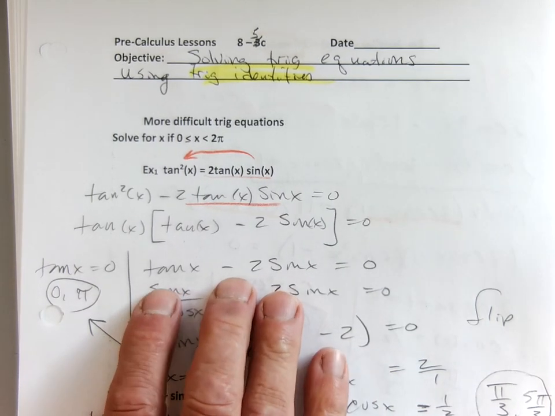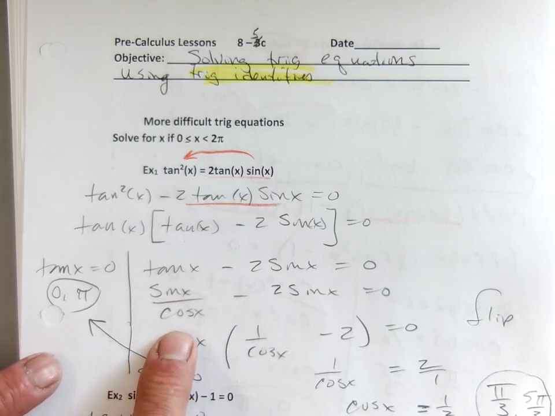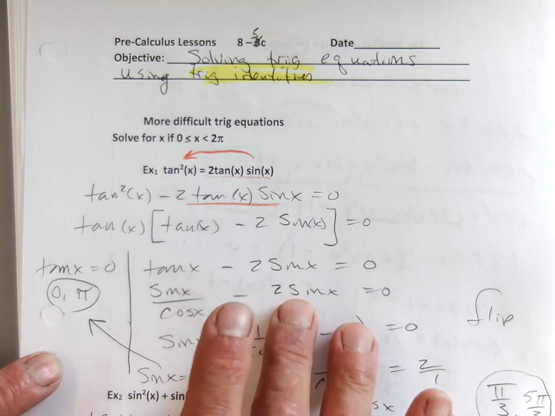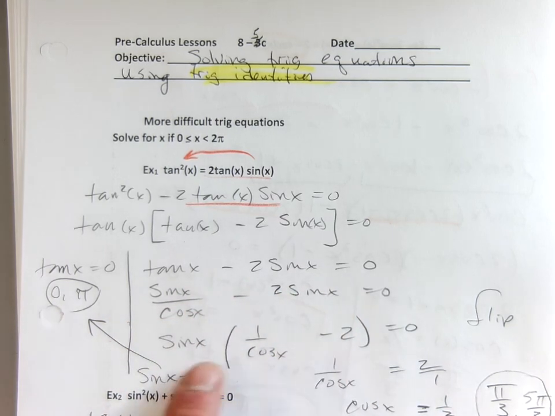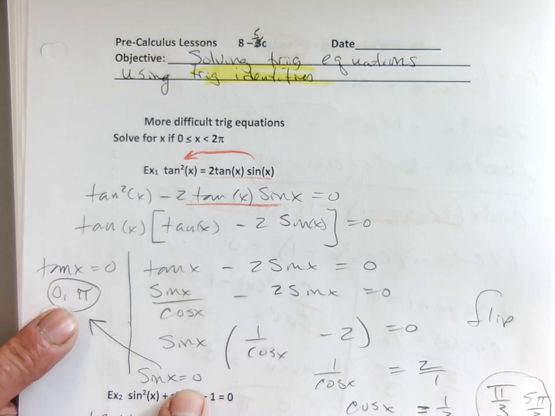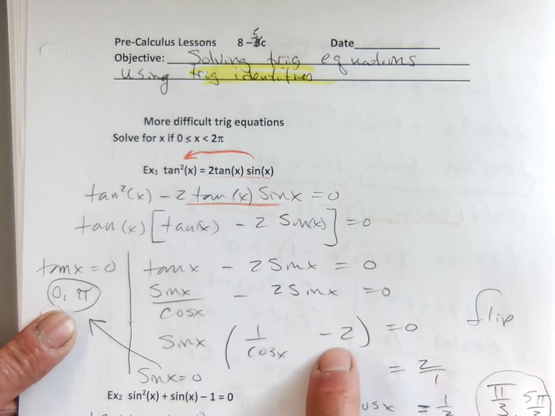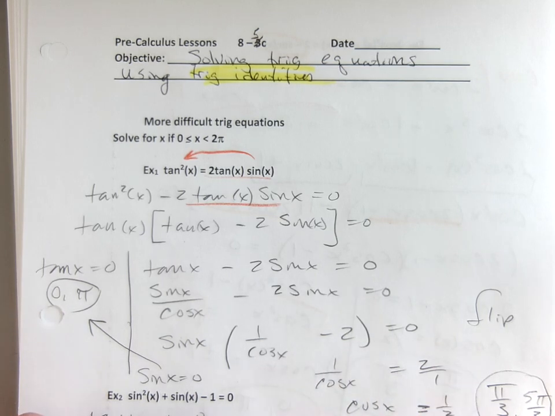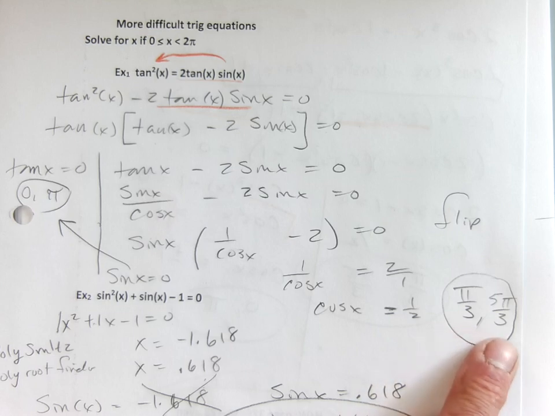This one's a little bit difficult because they're different. So I can change tangent to sine over cosine. Then I have a common sine, so I pulled a common sine out of these two. I'd be left with 1 over cosine minus 2, okay? Sine of x equals 0 is also on the unit circle at 0 and pi, so I don't have to count that again. This, though, 1 over cosine minus 2, I brought over the 2, add 2, add 2. Since it's 1 over cosine, I flipped it to cosine equals 1 over 2. And then my answers from the unit circle are at pi thirds and 5 pi thirds, okay?